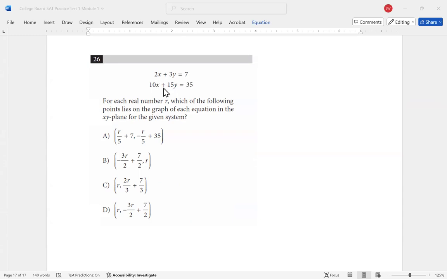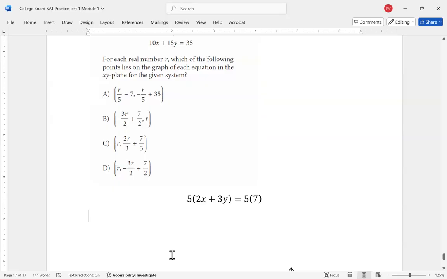First off, these two lines are actually the same line, because if you take 5 times both sides of that first line, what you'll get is that second line. You'll get 10x plus 15y is equal to 35. So these two lines are the same line. They're the exact same line. So if one solution works on one of them, then that solution will work on the other.